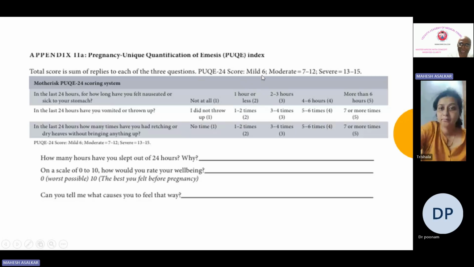Then mild is up to 6. Yes, these are asked: what is mild, moderate, and severe? Severe is 13 onwards. The total is 15, and 13 onwards is severe. Mild is up to 6 and moderate is 7 to 12. So this much you should remember.